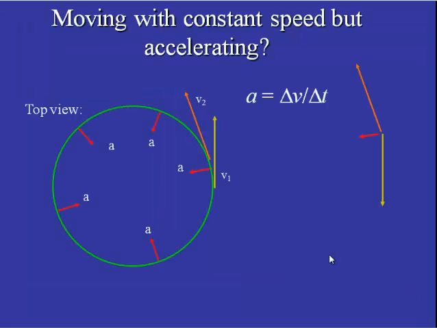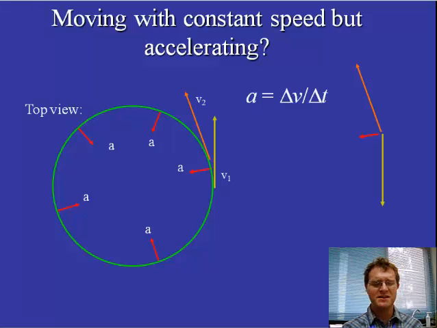Moving with constant speed but accelerating. That doesn't seem to make sense, but it does when we're thinking about something travelling in constant circular motion. The constant circular motion means that the distance travelled divided by the time it takes is always going to be the same. So therefore, the speed, and actually the magnitude of the velocity, are always going to be the same.